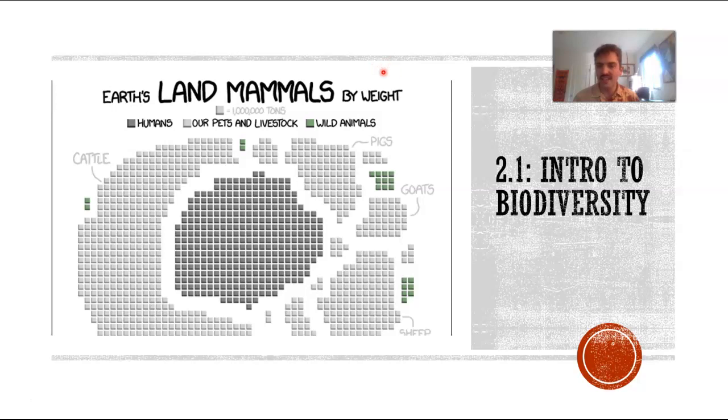And here's just a little picture to get your mind's wheels turning. Out of all of the weight of different organisms on the Earth, you see that these dark squares would be humans. These green squares would be all of the other animals in the world, wild animals. And these lighter squares would be our different animals: pigs, goats, sheep, and cattle. So most of the animals in the world are our food animals, believe it or not.